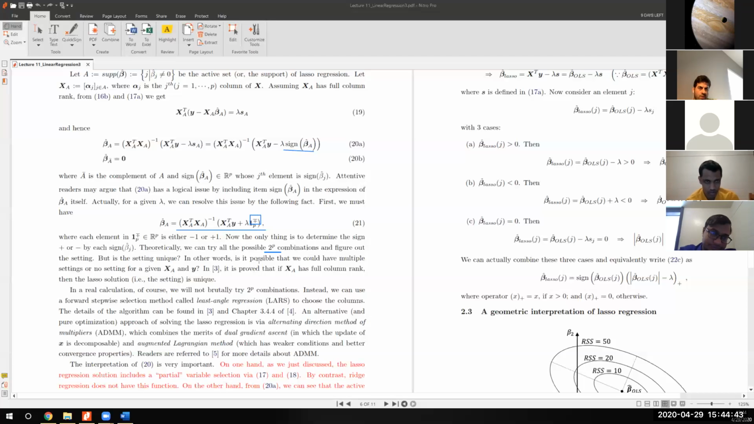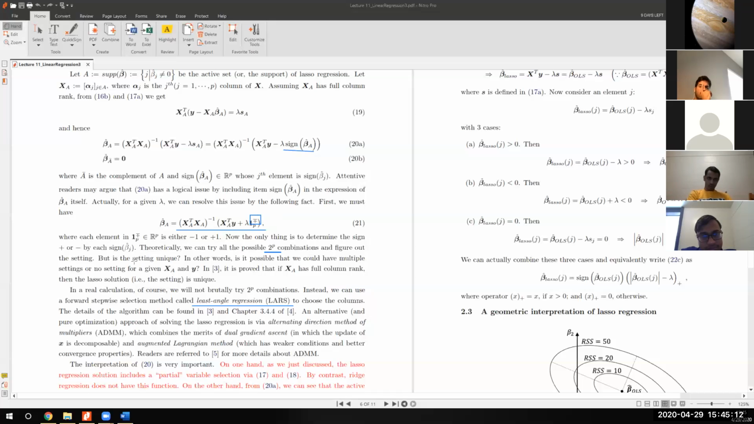But it doesn't matter. Here, my point is just existence. I don't care how exactly I choose it. Actually, when people do it, they use LARS, the least angle regression, which is actually a forward stepwise method. But here, I just let you know that I can do it theoretically. Okay. Then the question is, assume that you can set up this sign of beta hat A.